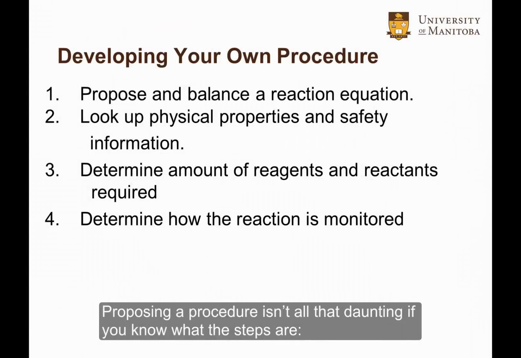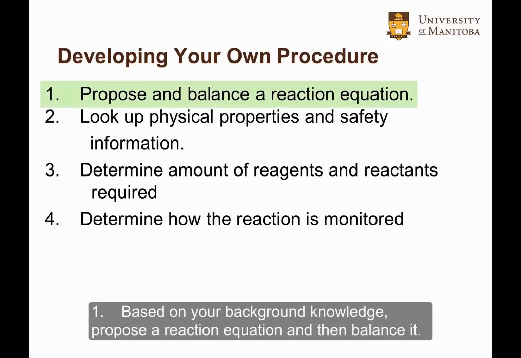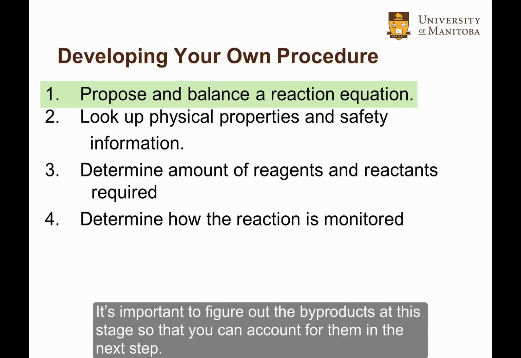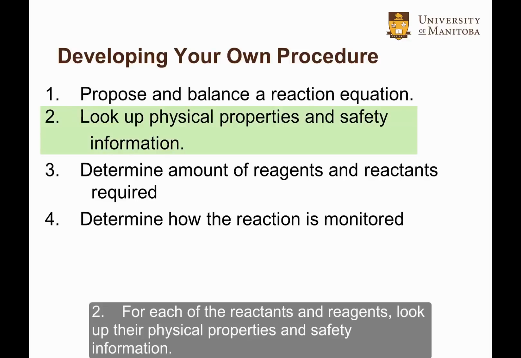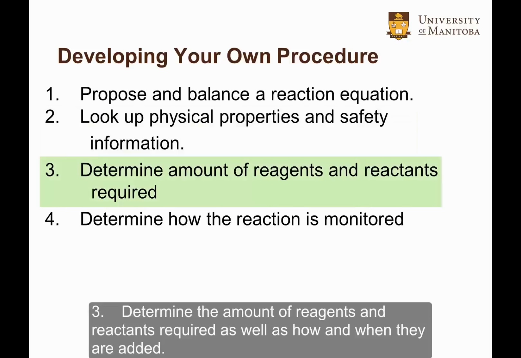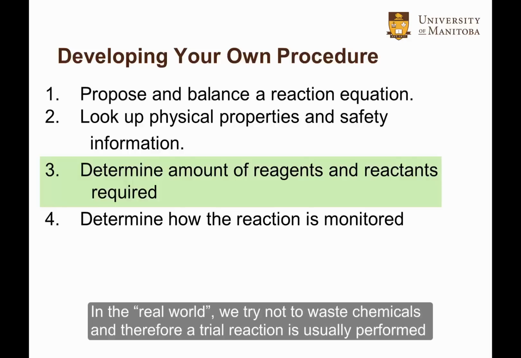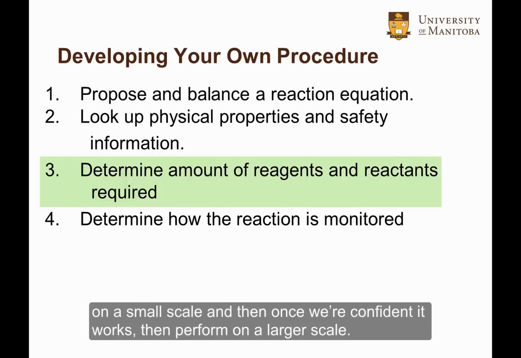Proposing a procedure isn't all that daunting if you know what the steps are. Number 1, based on your background knowledge, propose a reaction equation and then balance it. It's important to figure out the byproducts at this stage so that you can account for them in the next step. 2, for each of the reactants and reagents, look up their physical properties and safety information. 3, determine the amount of reagents and reactants required, as well as how and when they are added. In the real world, we try not to waste chemicals, and therefore a trial reaction is usually performed on a small scale. And then once we're confident it works, then perform on a larger scale.